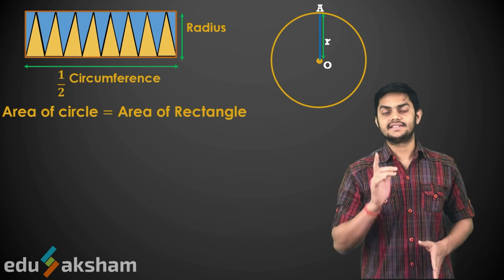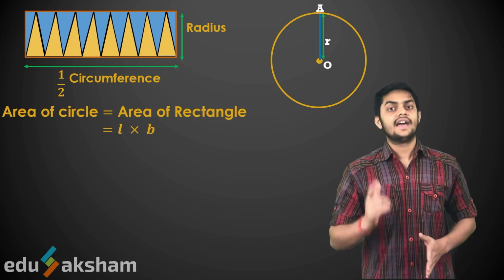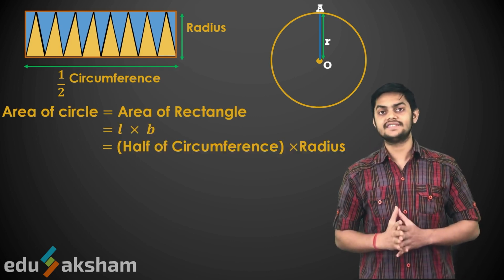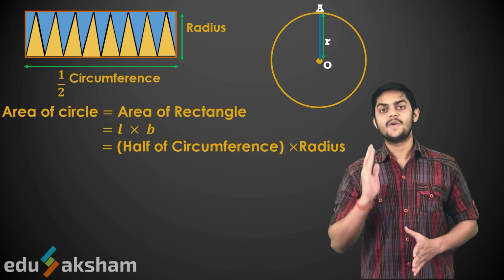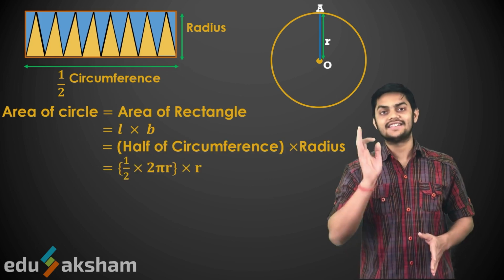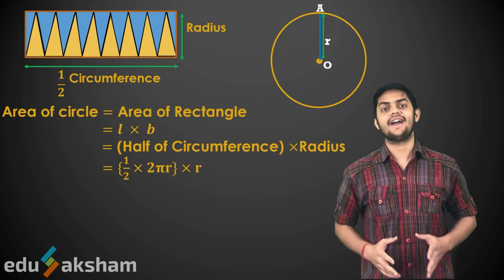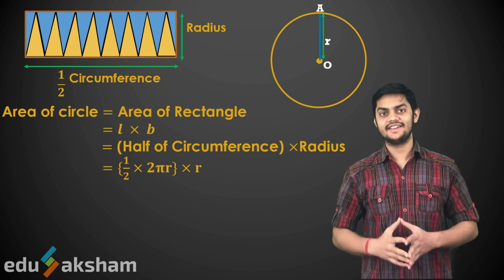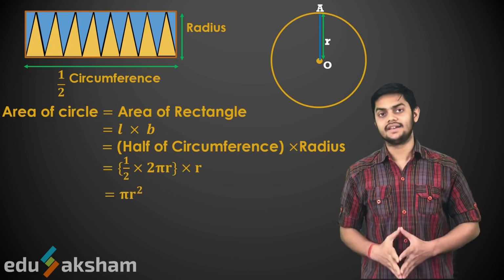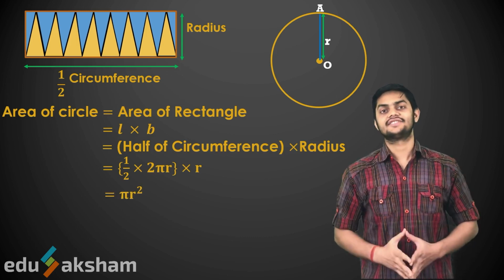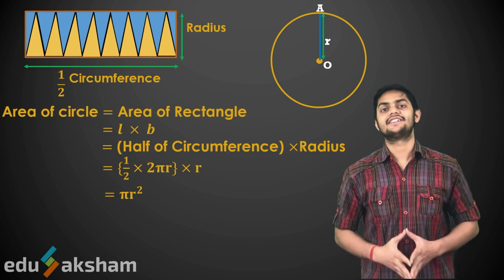The area of a rectangle is length times breadth. Length is half of the circumference and breadth is the radius of the given circle. So we get the area of the circle as half times 2 pi r multiplied by the radius. It turns out to be pi r squared. So the area of a circle is pi r squared.